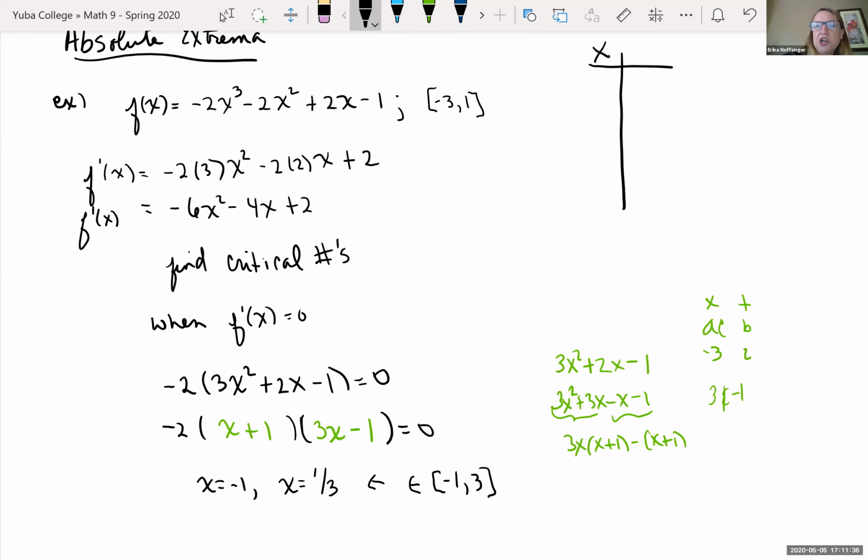So you can make a chart. And we're going to have to look at -3. Sorry, my bound was not -1 to 3, it's -3 to 1. And again, these critical numbers are still contained in this interval.